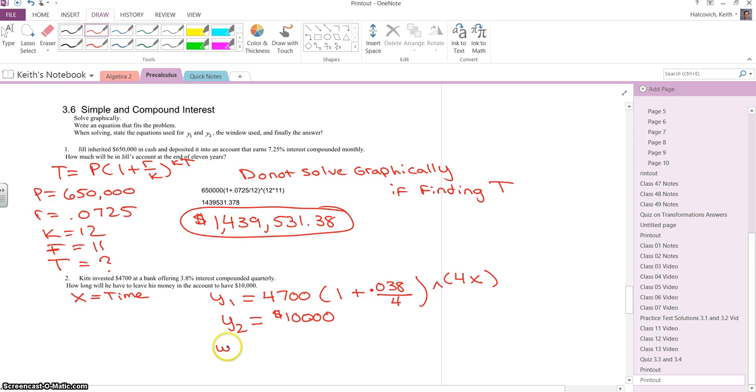Now our window, and this is where we have to think about our window, it's going to be from 0, and it's actually going to end up being 25, but you might have to play with it a while. And our other window, our other range, is 4,700 to 15,000.